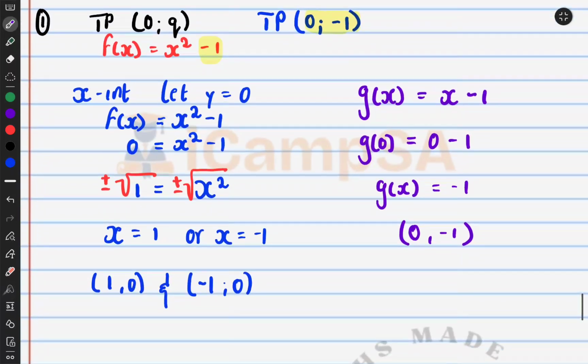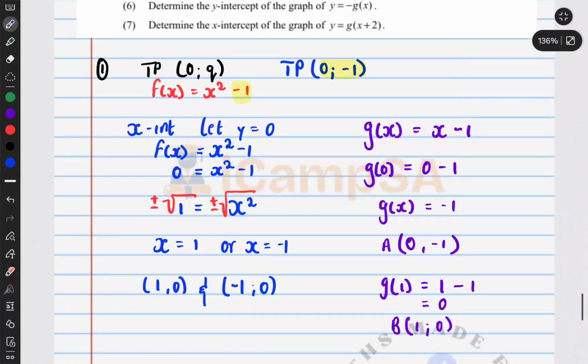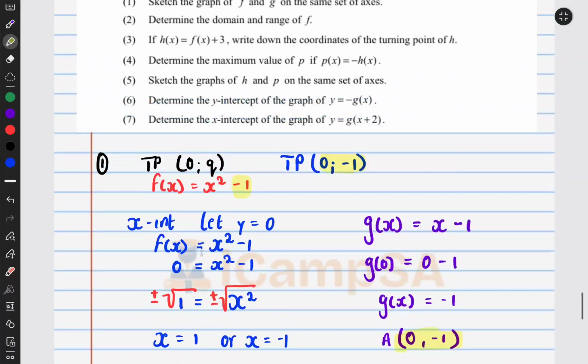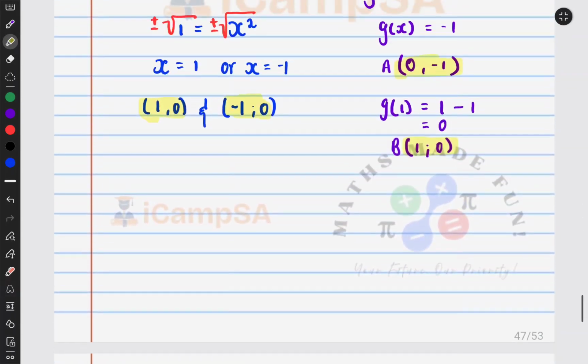So we have (0, −1). That's the first coordinate. We can call it coordinate A. And then let's find another point. Let's find g(1). So g(1) will be 1 − 1, which would be 0. So g(1) gives us the point (1, 0). So we have 2 points. Once we are here, we can essentially sketch our function for this parabola or quadratic. We have 3 points, and for the straight line we only need 2 points. Okay, let's go ahead and do that now.